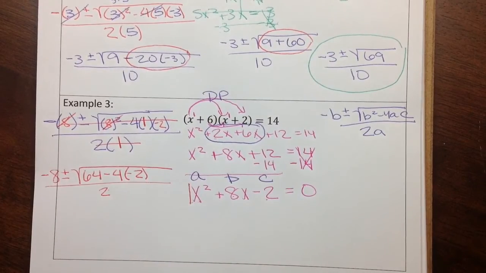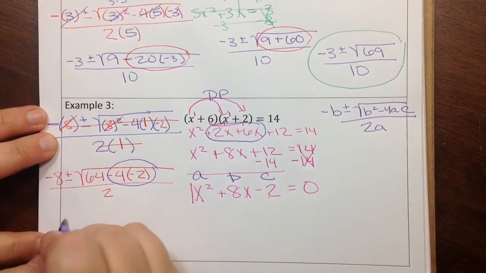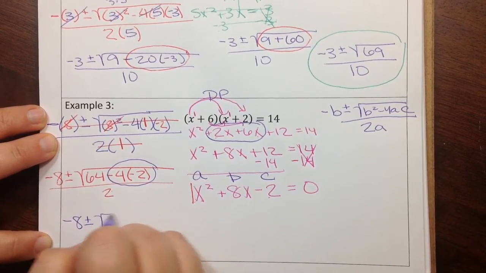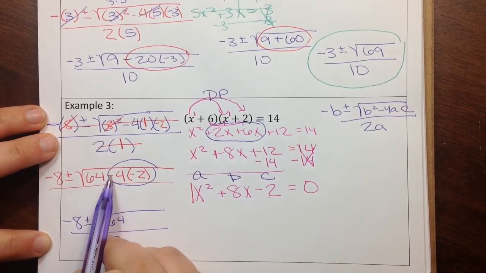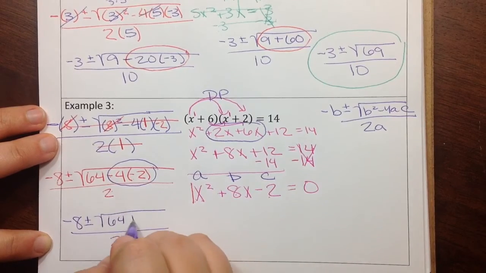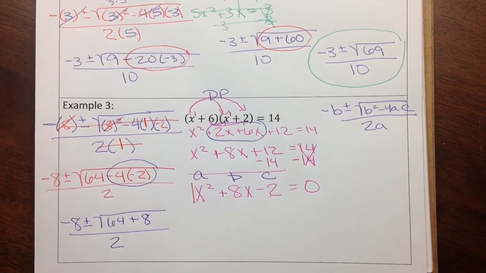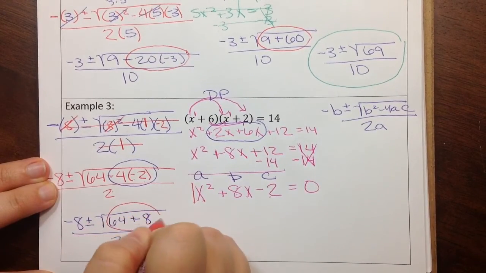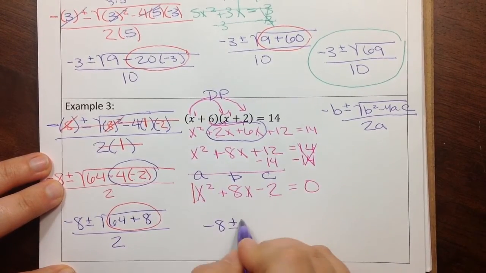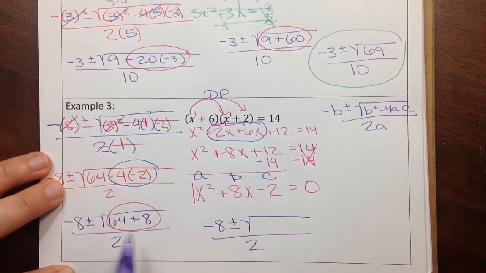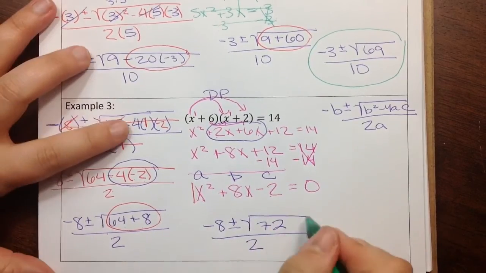Now we're here. Again, we're not finished. We have to multiply before we add or subtract. So negative 8 stays, plus or minus stays, square root stays, 64 stays, over 2 stays. Now all I'm doing is negative 4 times negative 2. Two negatives make a positive, and 4 times 2 is 8. Still not finished because I can add these together very easily. So finally, negative 8 stays, plus or minus stays, square root stays, 2 stays. All I'm doing is adding 64 plus 8, which is 72. And we finally have our answer.